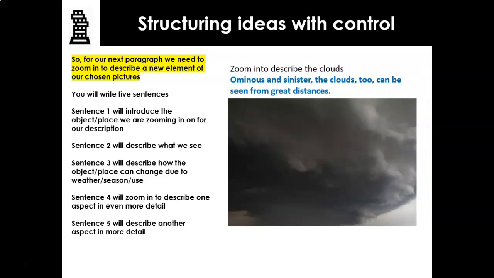Okay, the last one. Now, I know in this picture it looks like the bale of hay is at the forefront. We want our eye to go there, but I wanted to give us something that could give us more potential to write about. So we're going to do 5 sentences, if this is our picture, where we're going to zoom in and describe the change in weather in the clouds. Ominous and sinister, the clouds too can be seen from great distances. So then we're going to describe what we can see. So what are those clouds like?